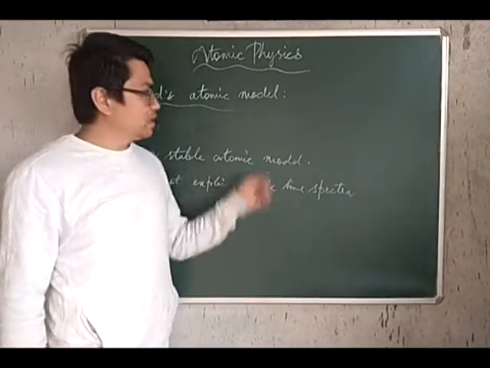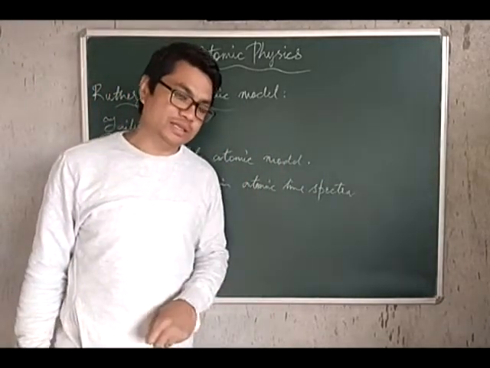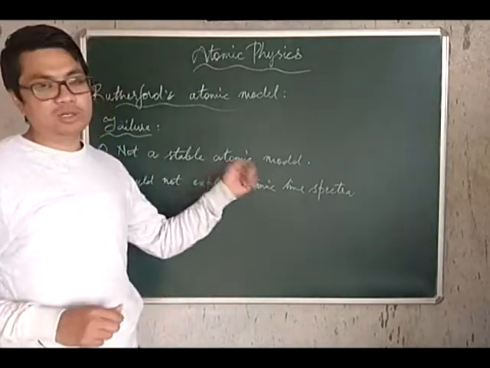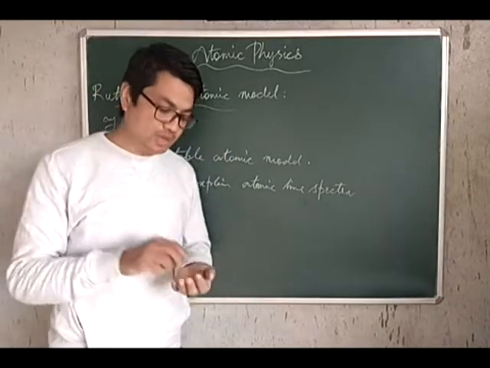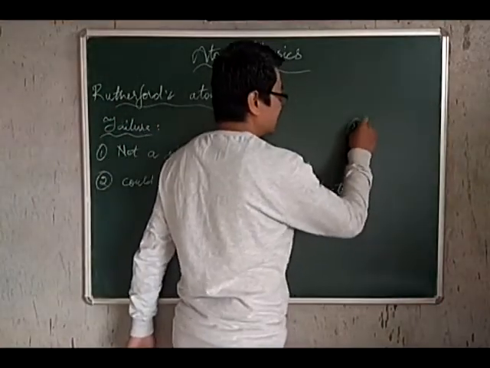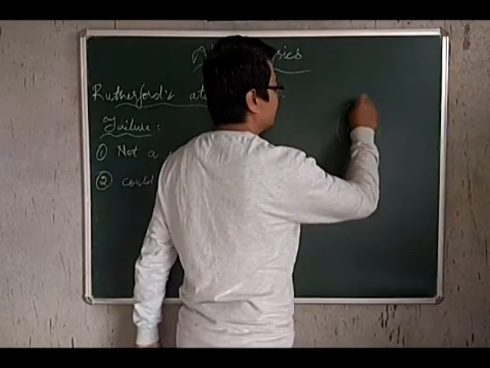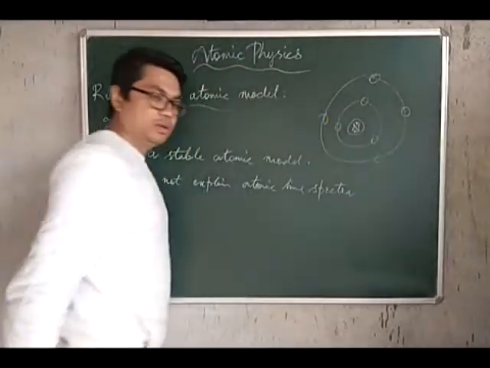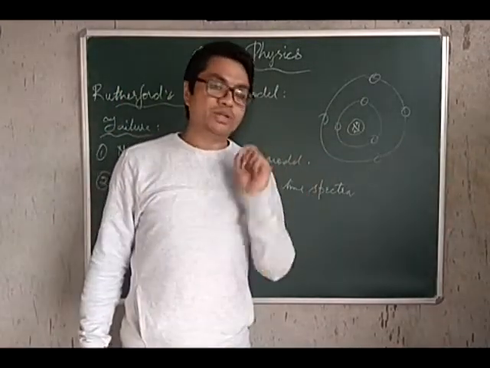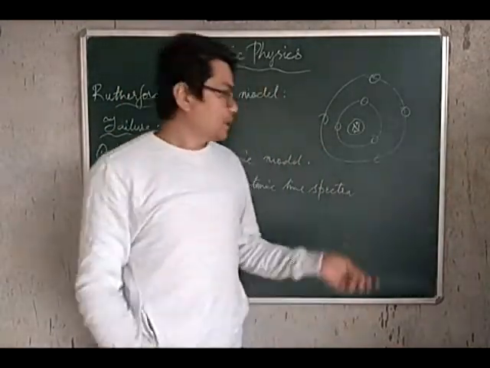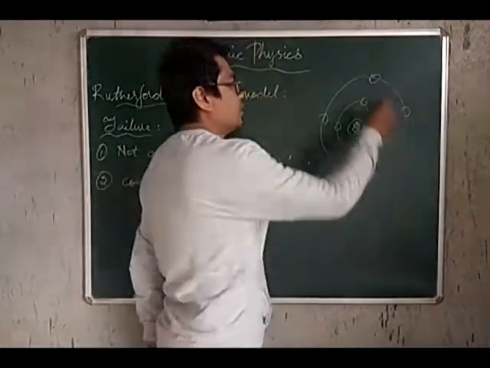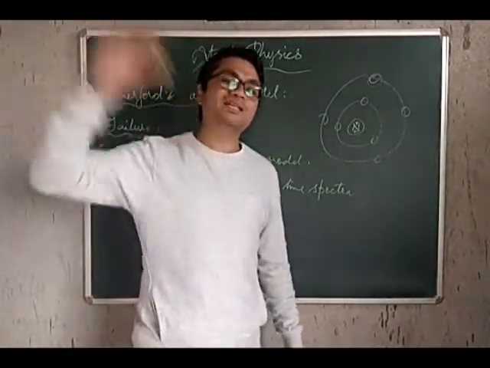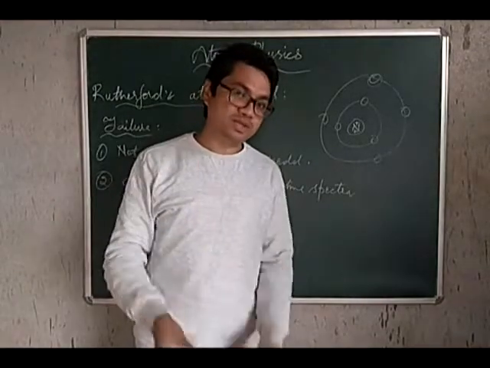So talking about the failure of Rutherford's atomic model, it had two main failures. One regarding the stability of the atom, because the atomic model which Rutherford gave was not stable. Why? Because you have the nucleus here with its positive charges, and we have different electrons, according to Rutherford, going around the nucleus in different orbits. Now, Maxwell's electromagnetic theory was already proven. According to it, whenever you have an accelerating charged particle, it starts emitting energy. That is what Maxwell's theory tells us.